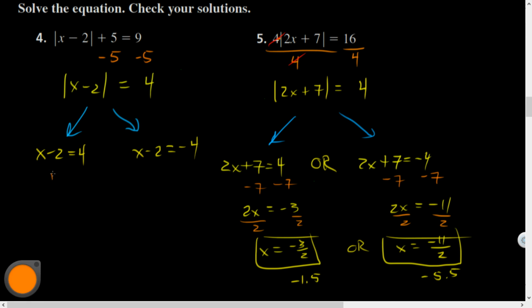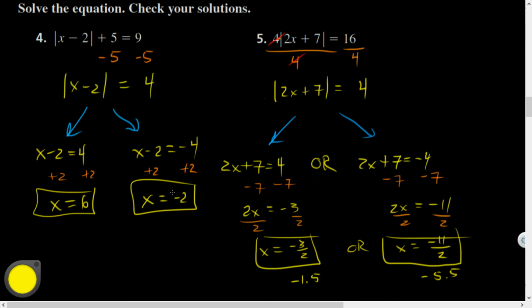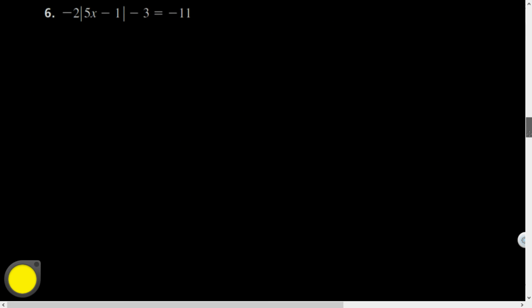And now I can plus 2 to both sides. Or all 4 sides, I guess, if you want to think about it like that. So I get x equals 6 and x equals negative 2. All right. They say to check your solutions. I didn't take the time to do that. We'll do some more of that tomorrow, I think.